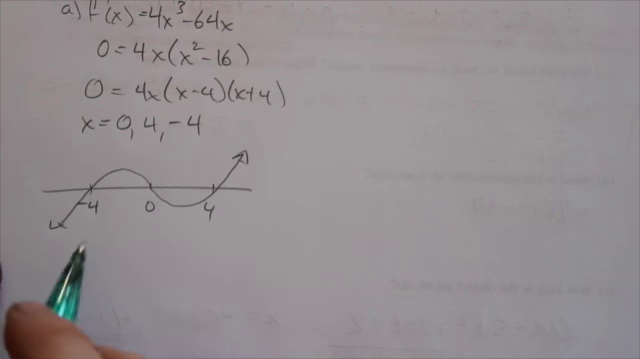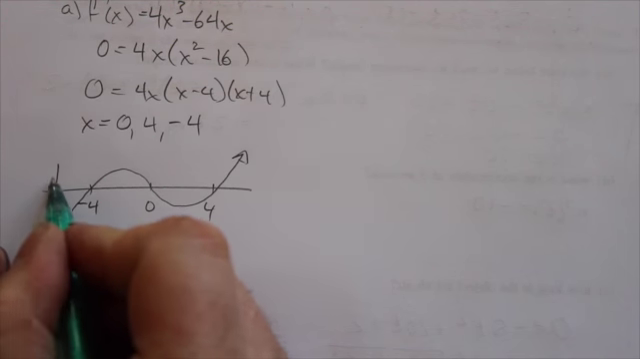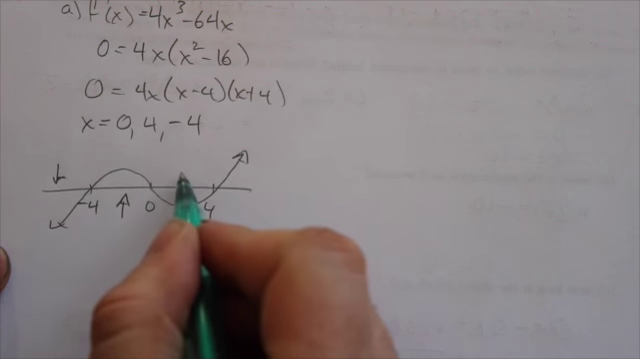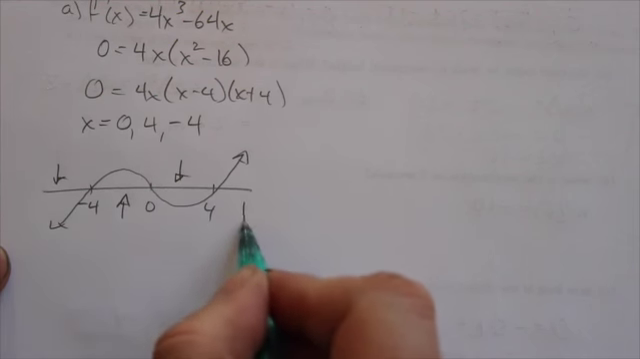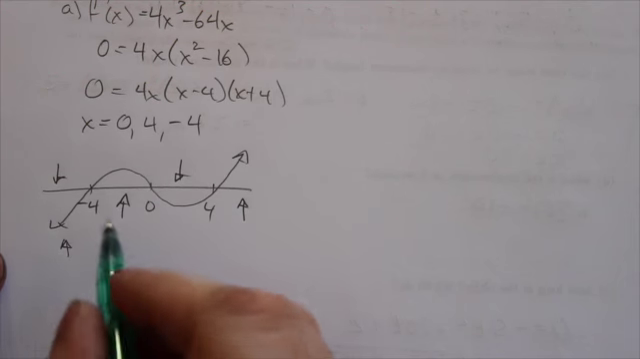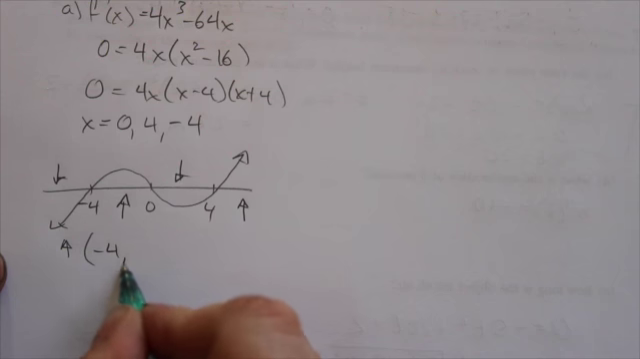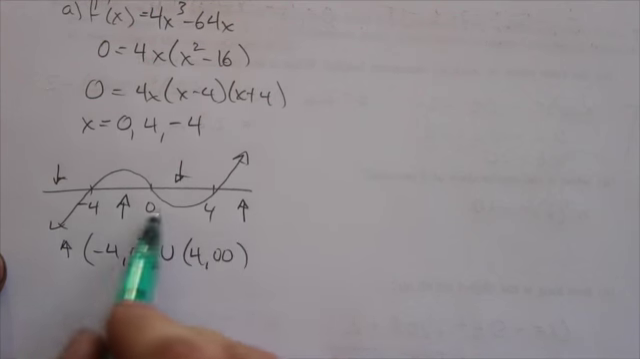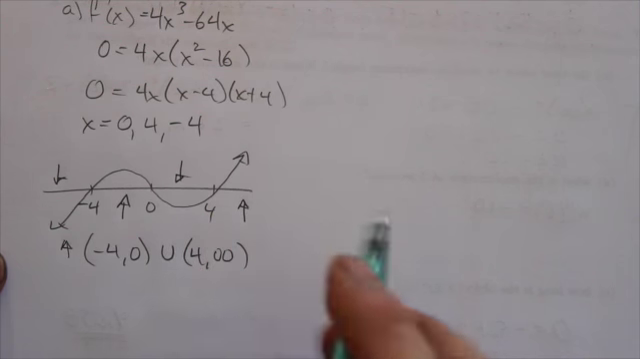Well, this means that my original function is going to be decreasing wherever the derivative is negative, increasing where it's positive, and then again decreasing here and increasing here. So the whole function is therefore increasing on the domain negative 4 to 0, union 4 out to infinity. That's where the derivative is above the x-axis.